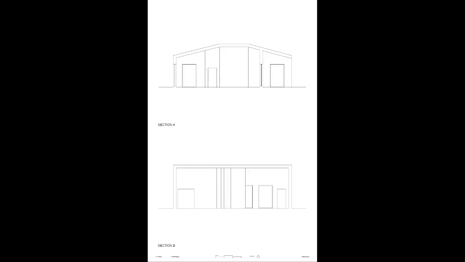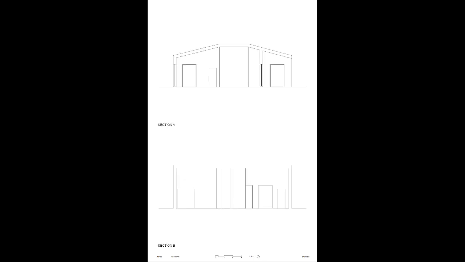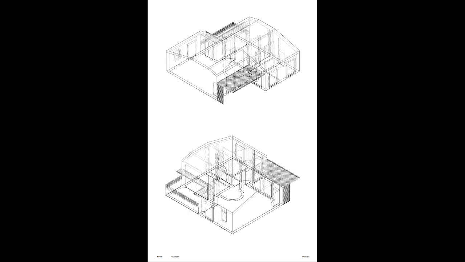Moving on, we just have some elevations here. We have our section A and section B, which going back, you can see those cuts here. So section A going horizontally, section B going vertically. Those translate to these elevations here. Then we have our isometrics, top down and bottom up.